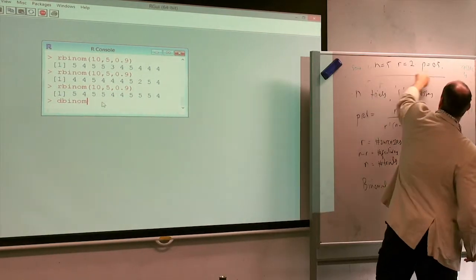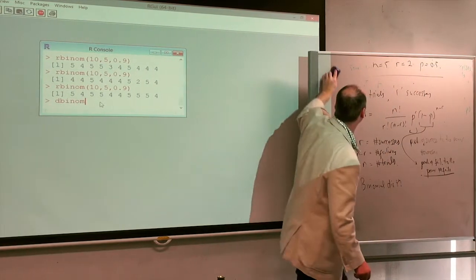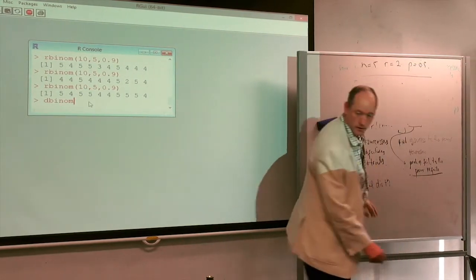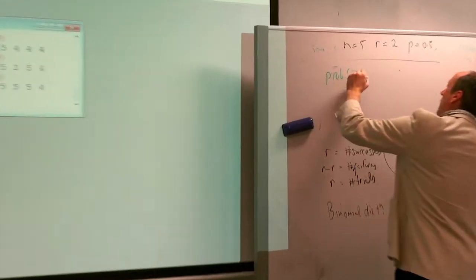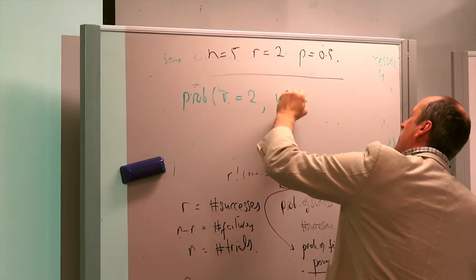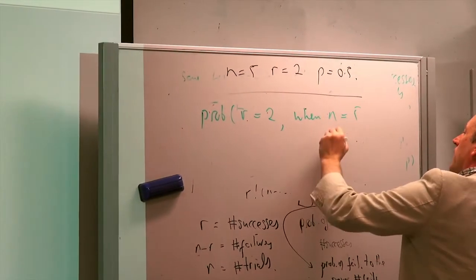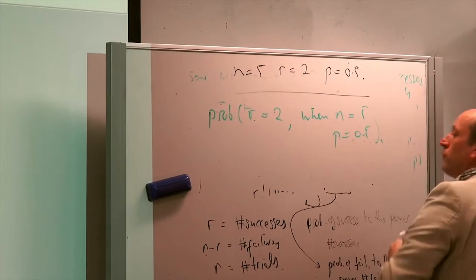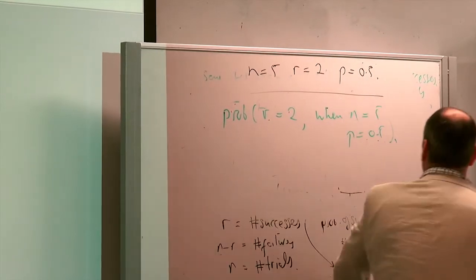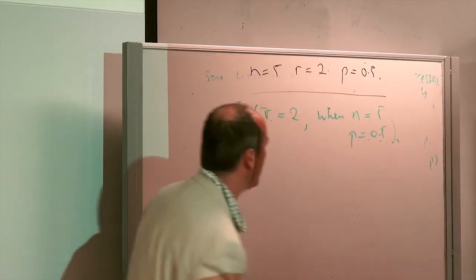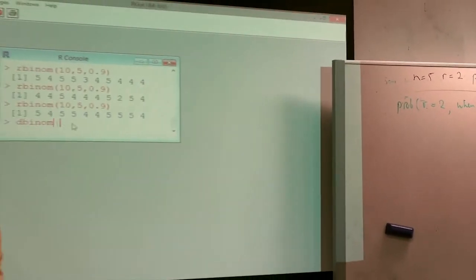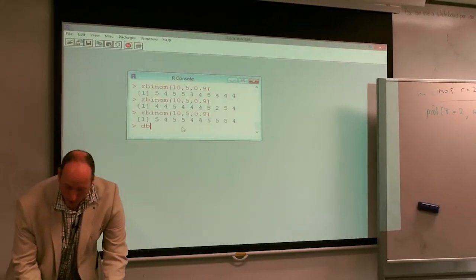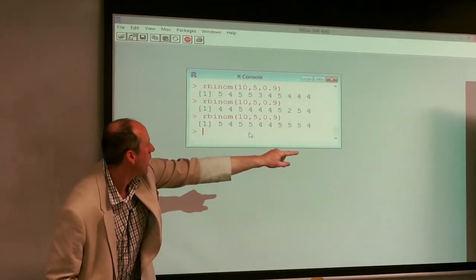So I'm going to evaluate this probability here. Let me write it out a bit more explicitly. Probability that r equals 2 when n equals 5 and p equals 0.5. And I'm going to evaluate it in 3 different ways. The first way is just to do it directly. Let's just write out that formula.